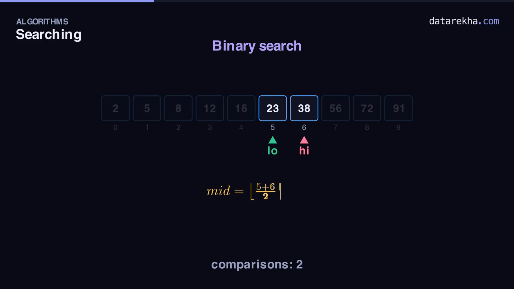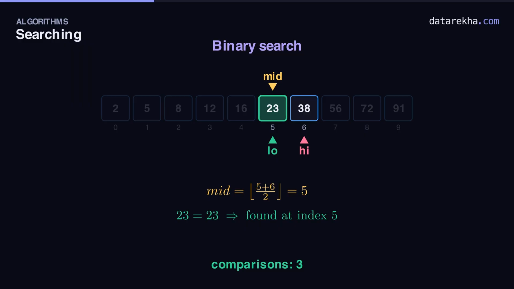Step 3. Only 2 boxes are left, 5 and 6. Low is 5, high is 6. The middle is 5 plus 6 over 2, floored, which is 5. Box 5 holds 23, a perfect match. We return index 5, and it took only 3 comparisons. Linear search would have taken 6 to reach that same box.